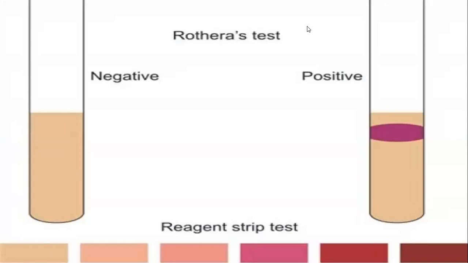This is negative Rothera's test and this is positive Rothera's test. A purple ring will form at the conjunction of the two solutions.